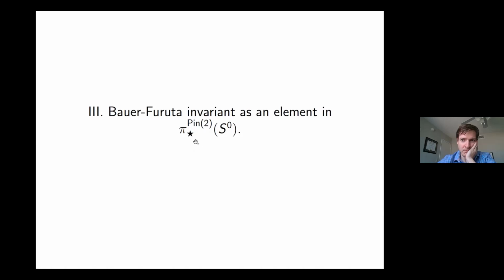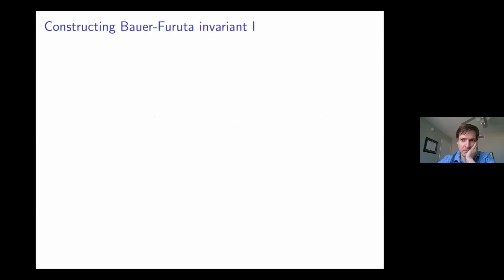But in the equivariant world, we don't just have those trivial spheres. We have these representation spheres with non-trivial Pin(2) action. And we indicate that by using this big star, to indicate that this is actually an RO-graded homotopy theory. So this theory is graded by the real representation ring of Pin(2). Okay, so let me give a very quick review of how the Bauer-Furuta invariant is constructed.